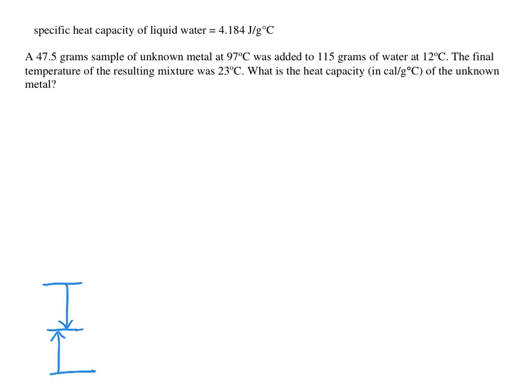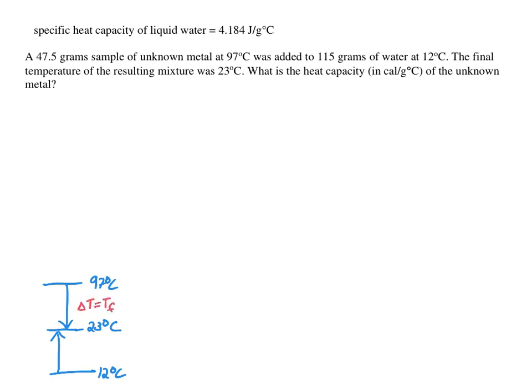So initially we have a metal that starts at 97 degrees C. It cools down to 23 degrees C. And the water bath starts at 12 degrees C. That gives us two different values of delta T.